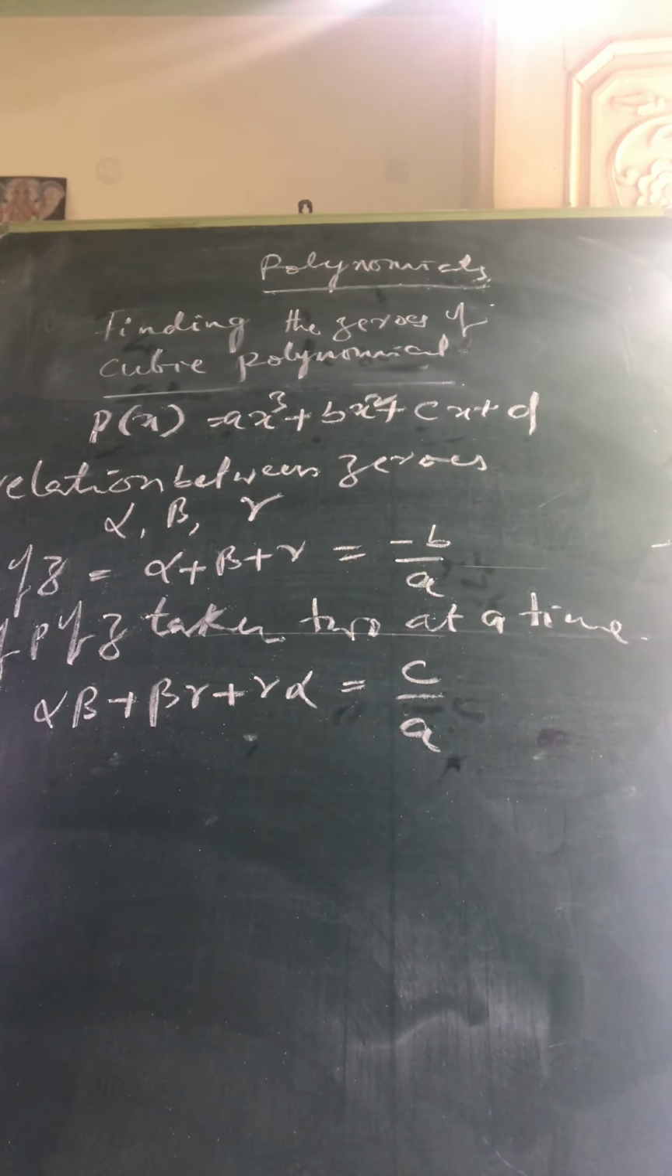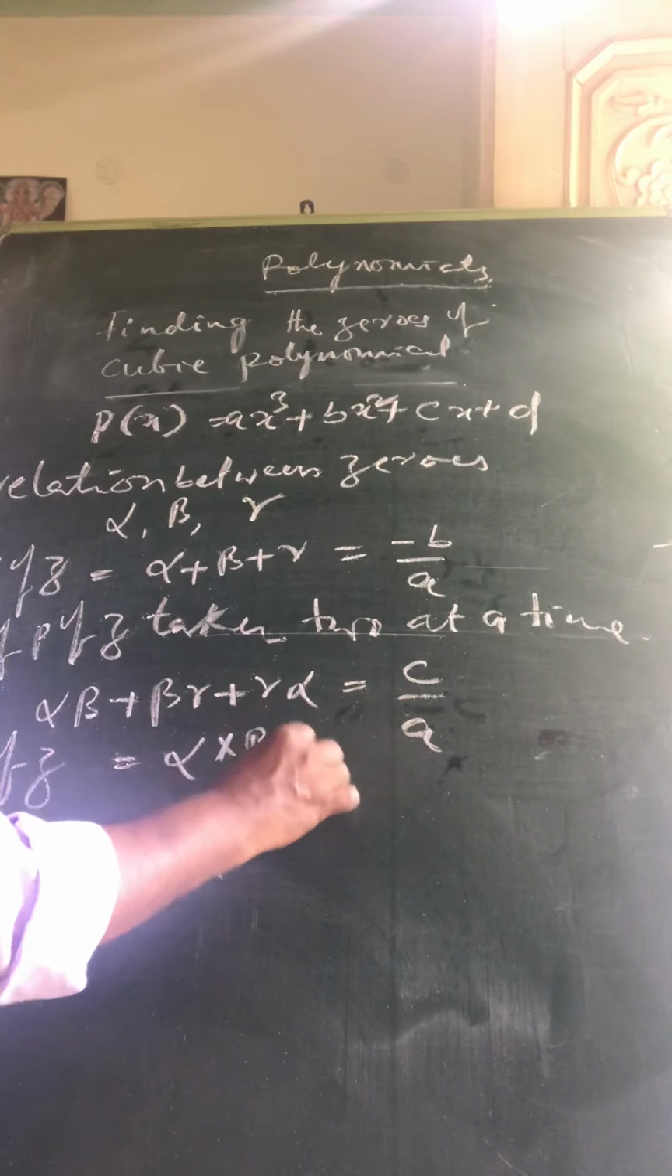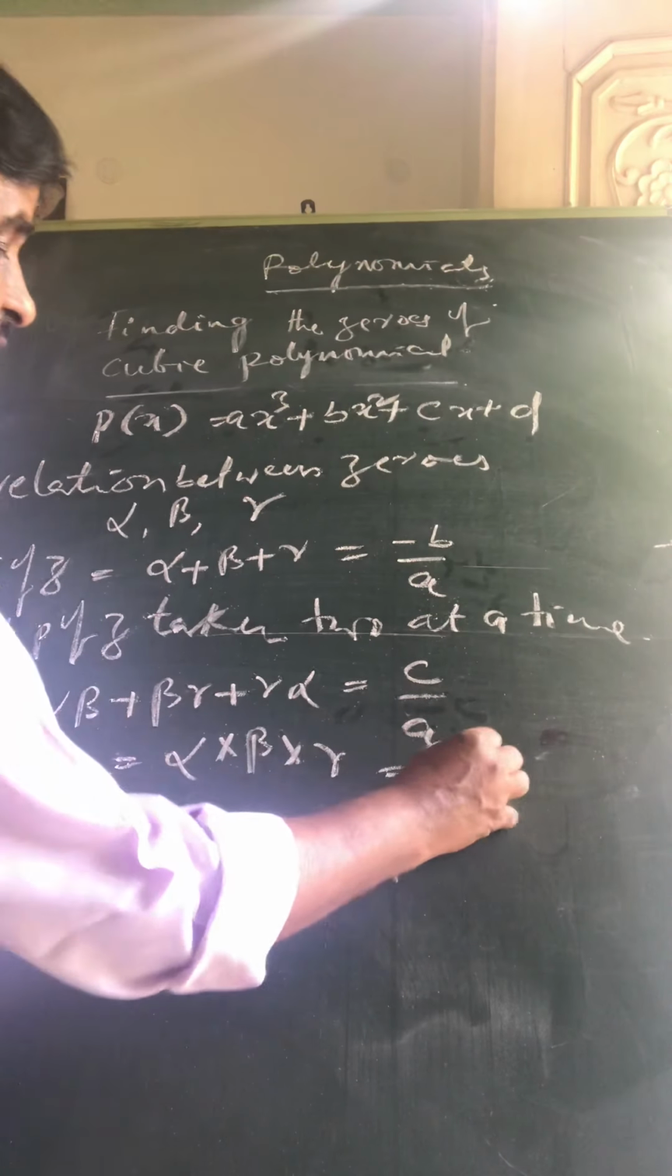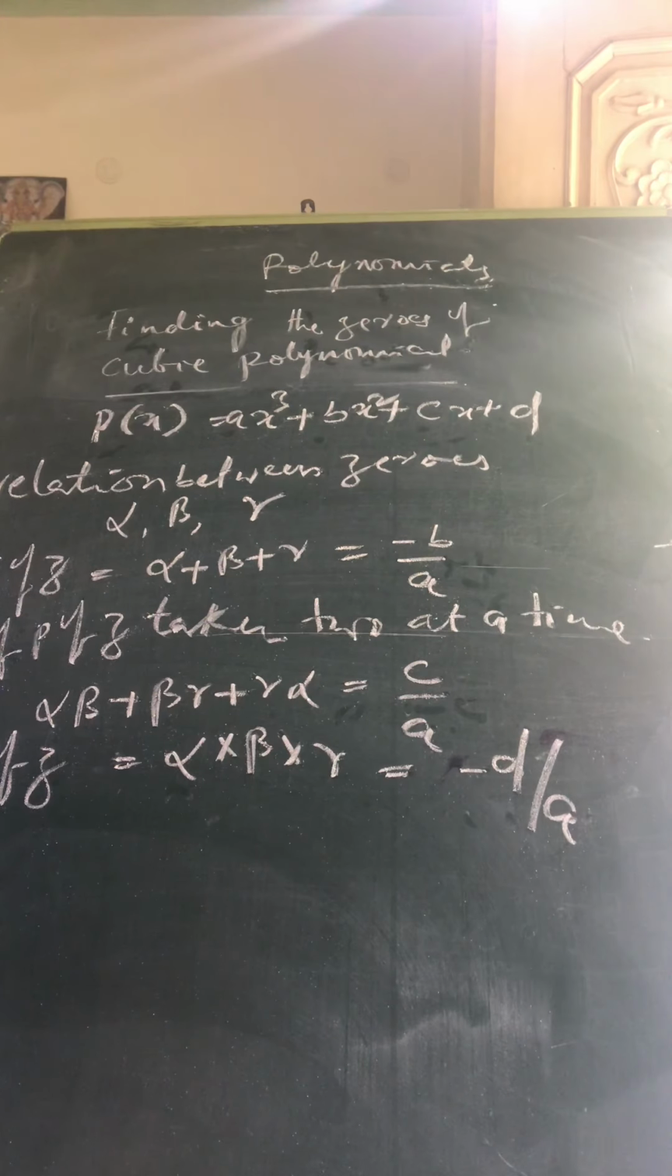Next, the third one, the product of zeros, alpha into beta into gamma, is equal to minus d by a. These are the three relations between the zeros and coefficients. Once again, you can see that for a cubic polynomial, three relations will be there.